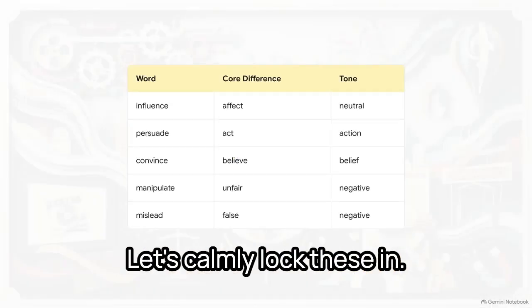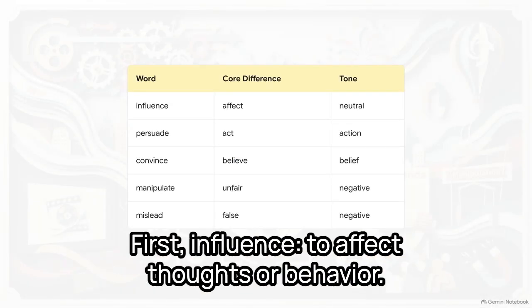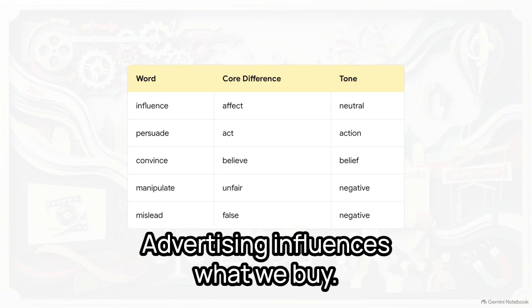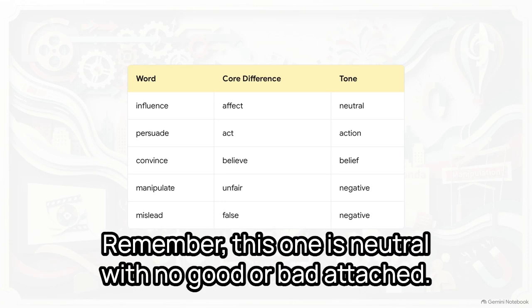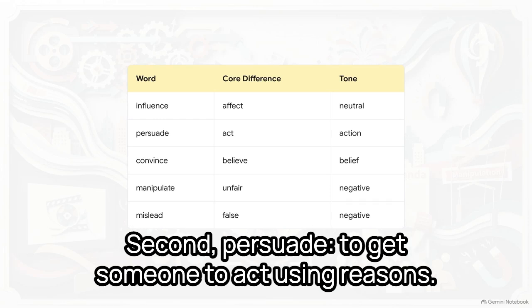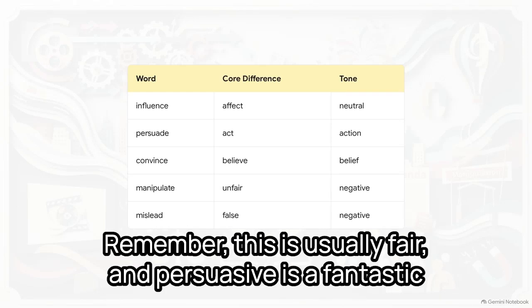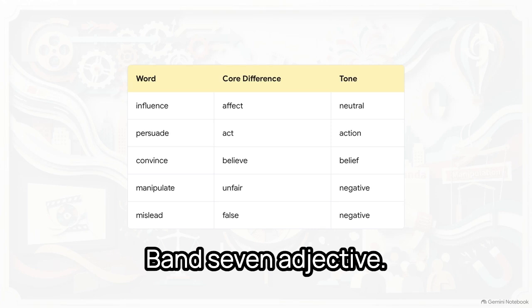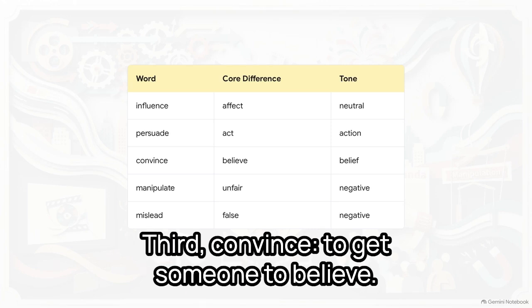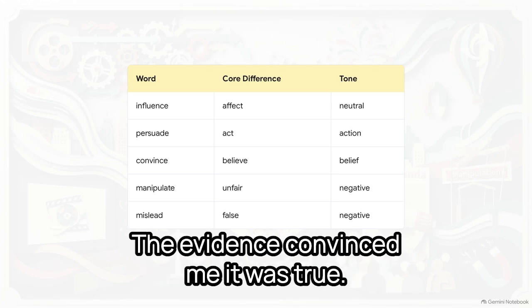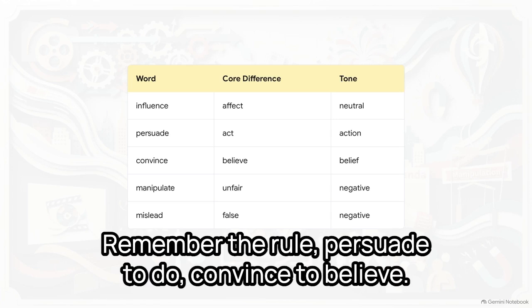Let's calmly lock these in. First, influence. To affect thoughts or behavior. Advertising influences what we buy. Remember, this one is neutral with no good or bad attached. Second, persuade. To get someone to act using reasons. The advert persuaded me to buy it. Remember, this is usually fair, and persuasive is a fantastic Band 7 adjective. Third, convince. To get someone to believe. The evidence convinced me it was true. Remember the rule. Persuade to do, convince to believe.